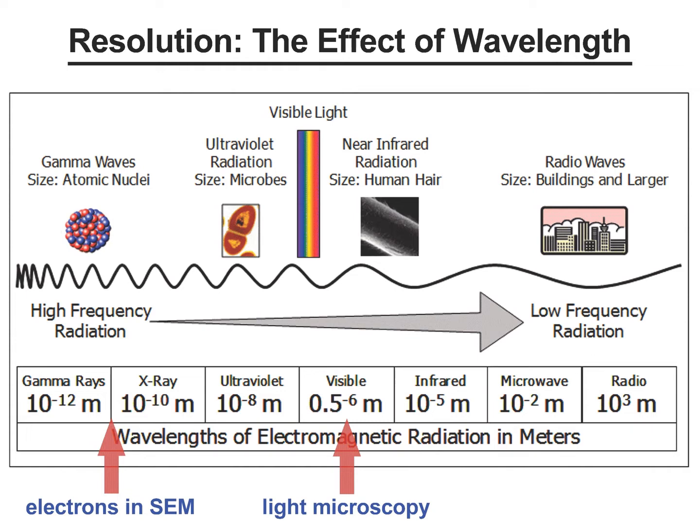Electrons, which we will see later are used to produce images in scanning electron microscopes, have a much shorter wavelength, considerably shorter than wavelengths of visible light. This means electrons can achieve far greater resolution and magnification of objects compared to any light microscope.